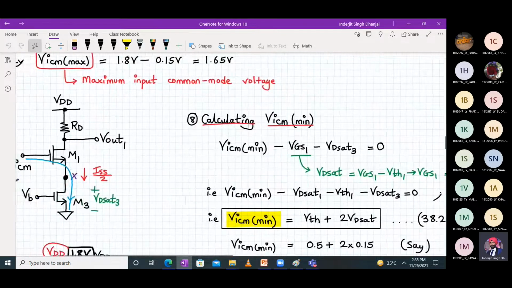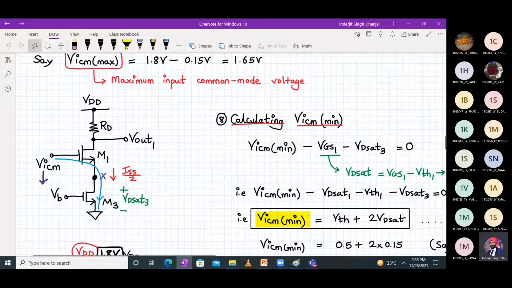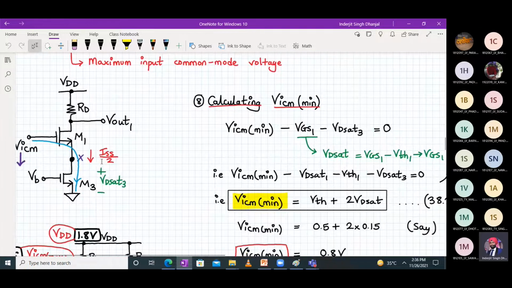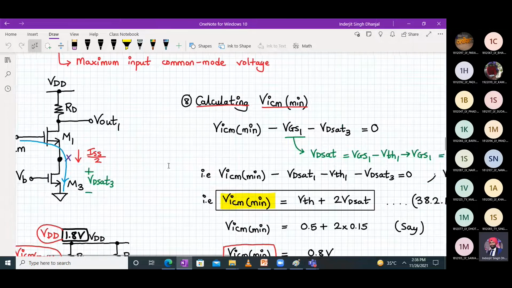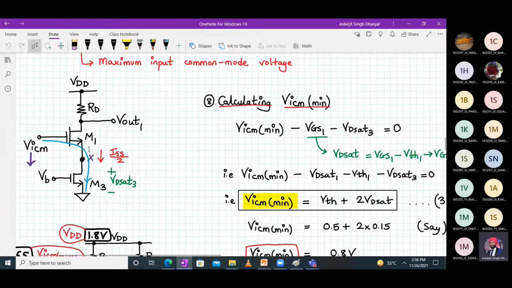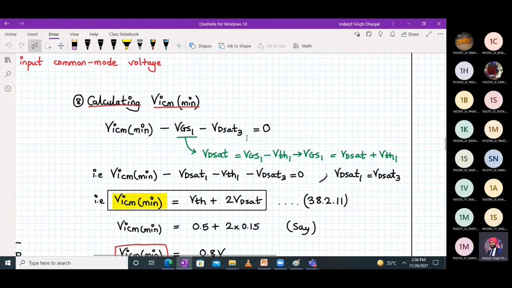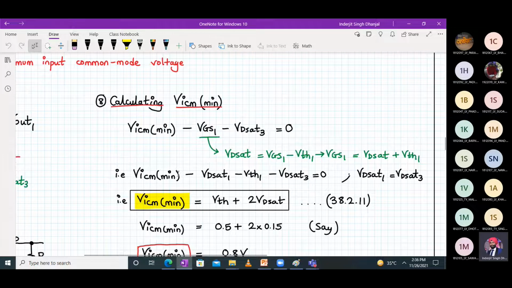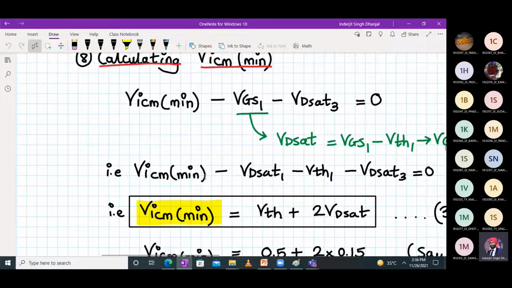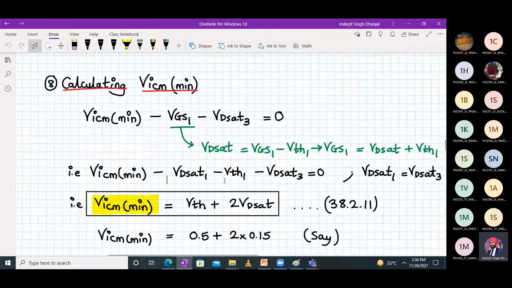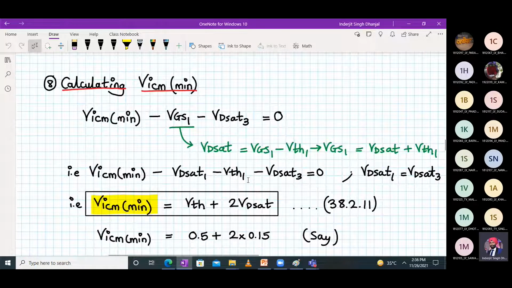Now let's calculate the VICM minimum value, the minimum common mode input voltage. It will be from this circuit. We can apply a KVL over here. VICM minus VGS1 minus VDSAT3 is equal to 0. Now, what is VGS1? VDSAT is nothing but VGS1 minus VTH1, so VGS1 will be VDSAT plus VTH. So I can write it as VICM minimum minus VDSAT1 minus VTH1, minus VDSAT3 is equal to 0.